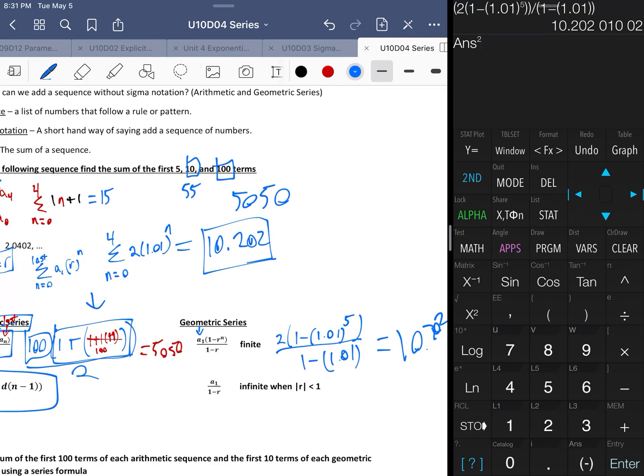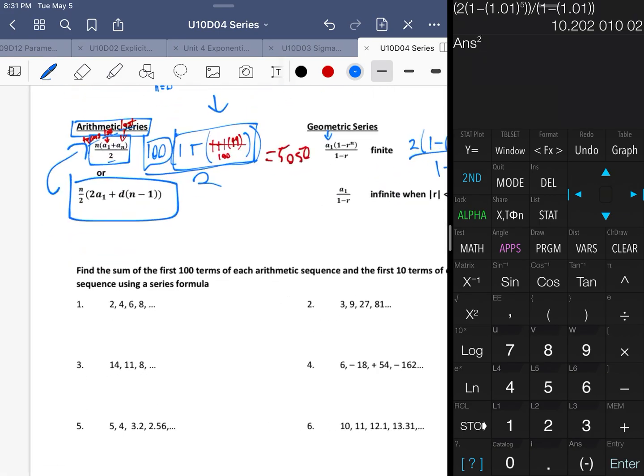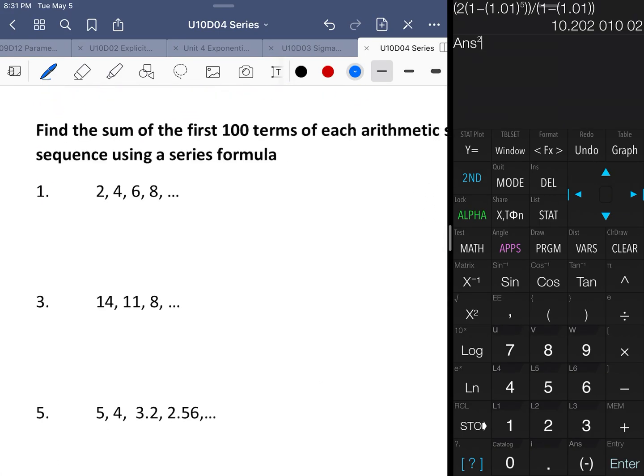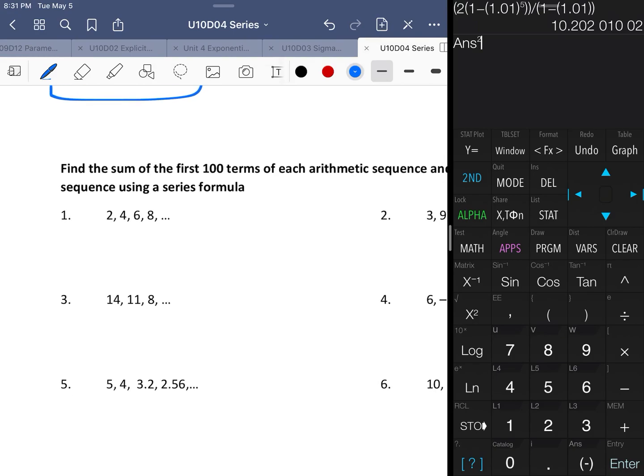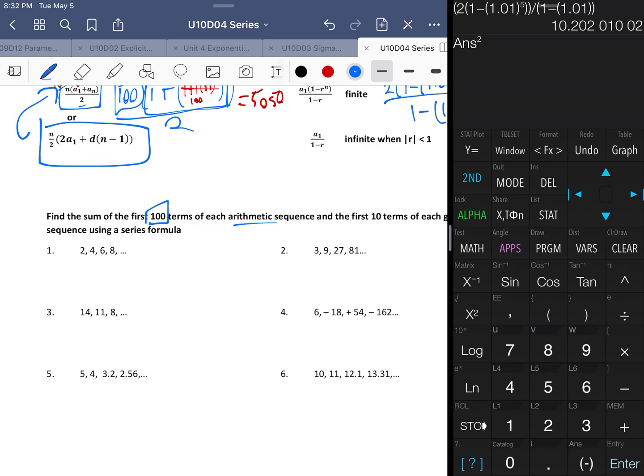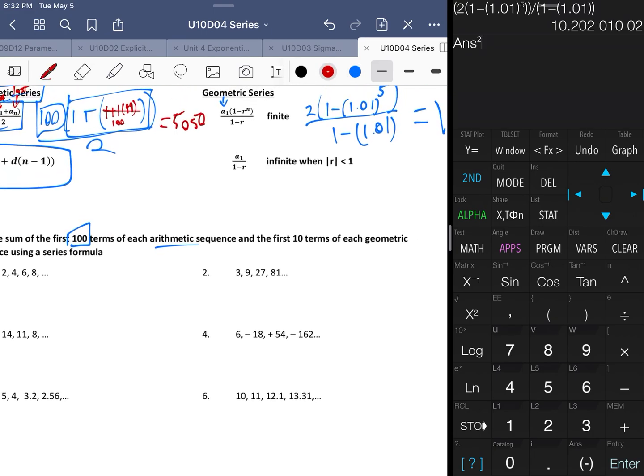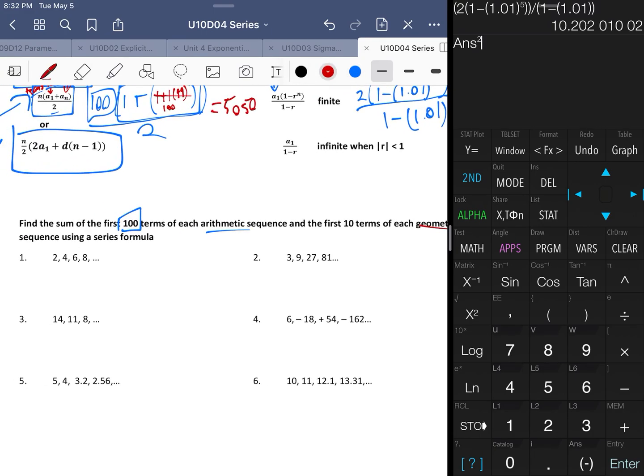All right, so that's pretty much how you can find the sum of any number of terms for either type of series. So your examples down here are going to ask you to determine if an expression. It asks you to find, for an arithmetic sequence, the sum of the first 100 terms. That means we're going to say n is 100. And if you have a geometric series, to use the first 10 terms.